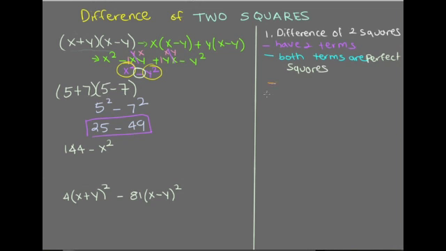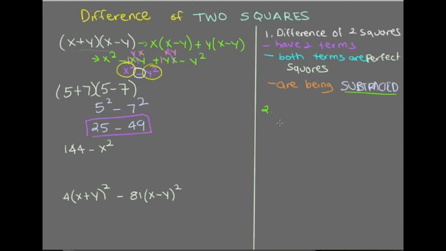And they are being subtracted because they are a difference of two squares. They are being subtracted, not a sum of two squares. If this was 25 plus 49, this would not be a difference of two squares, because it's not a difference. For it to be a difference of two squares, they have to be subtracted. And that is a common mistake, so don't do it.